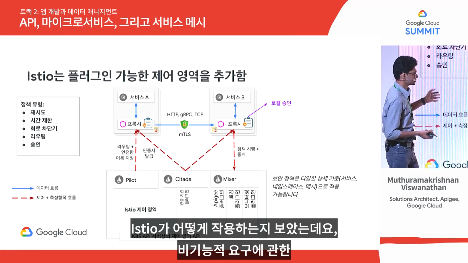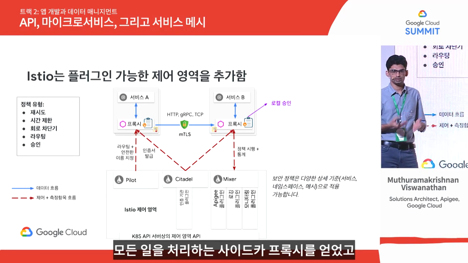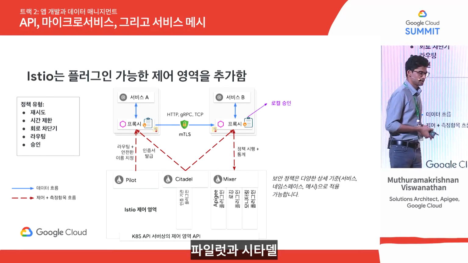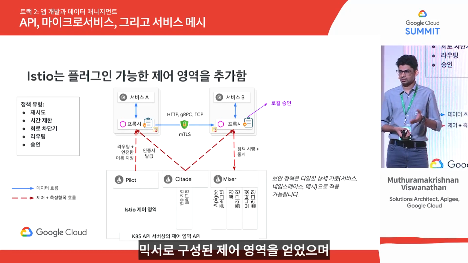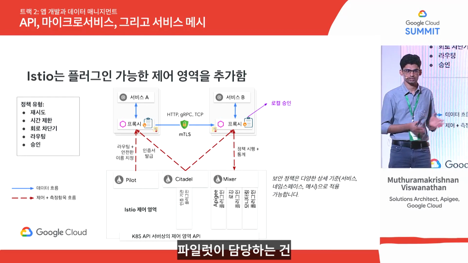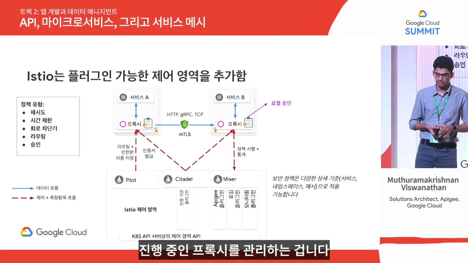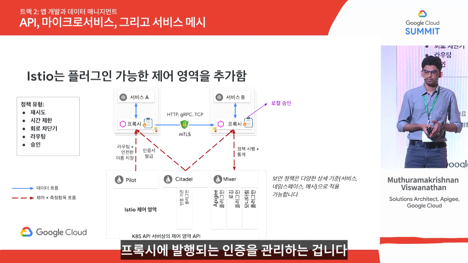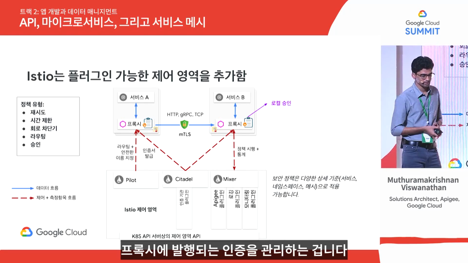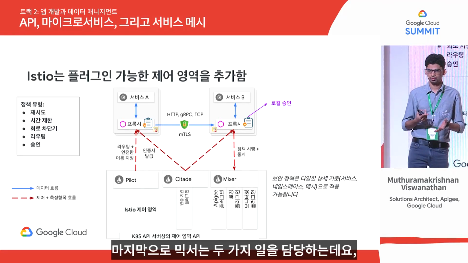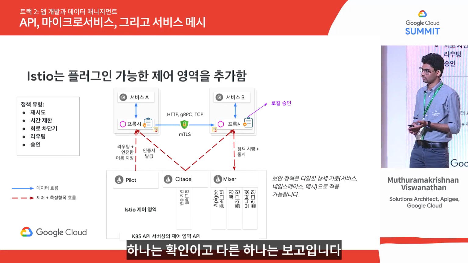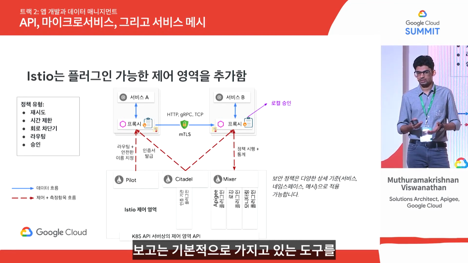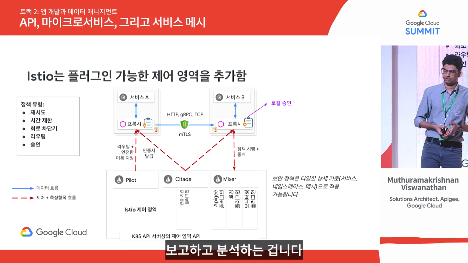So in this case, we saw how Istio works. We've got a sidecar proxy, which does all the work of handling your non-functional requirements. And you've got the control plane, which consists of Pilot, Citadel, and Mixer. Pilot is responsible for managing the Envoy proxies. Citadel is responsible for managing the certificates issued to all these proxies. And lastly, Mixer does two tasks: check and report. Check is to check for API keys, tokens, and everything, and report is to report analytics to any of the tools you might have.